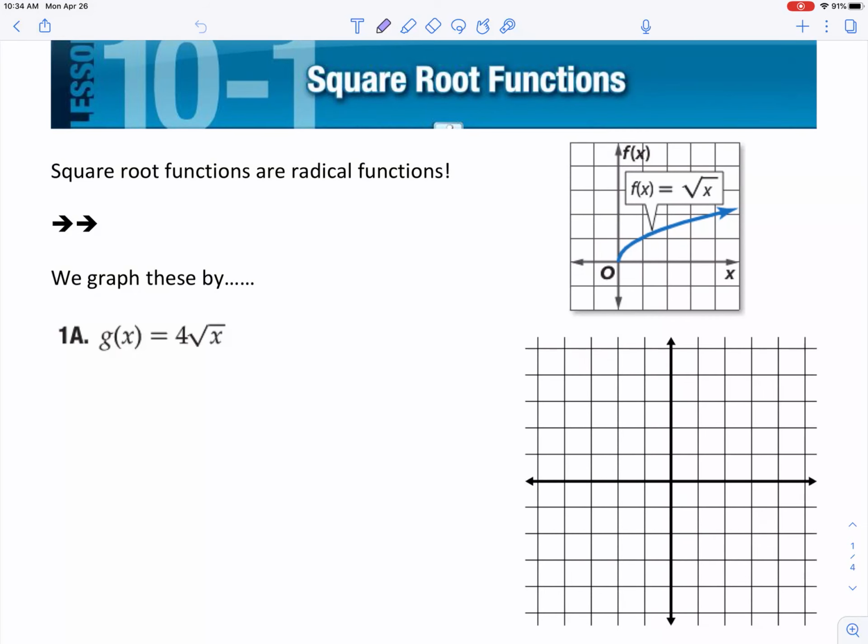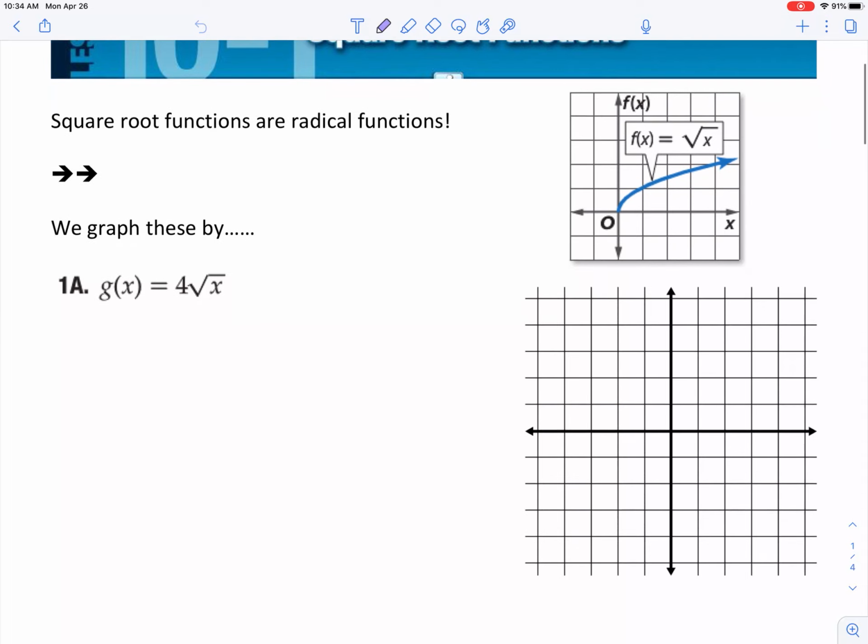Welcome to 10.1, where we'll talk about square root functions. This entire chapter is going to have square roots. We're going to start by graphing what it looks like when you have your variable underneath a radical sign. So I say graph, you say table. That's where we're going to start.